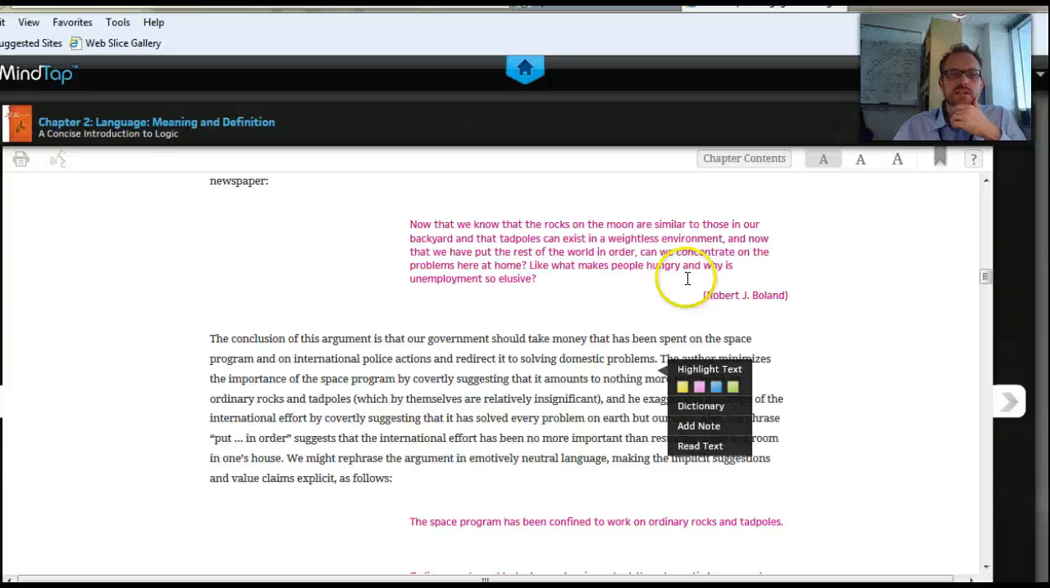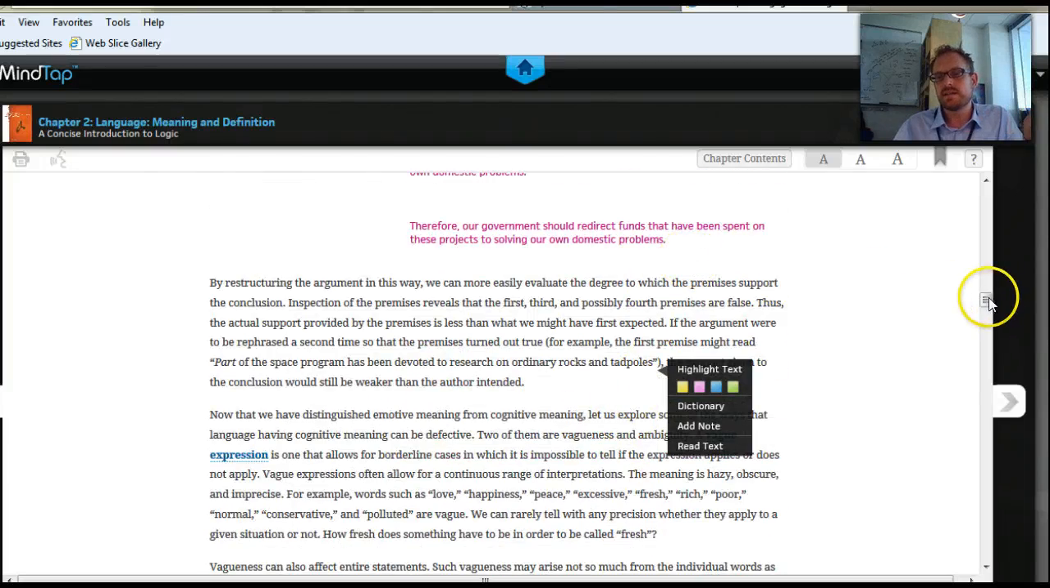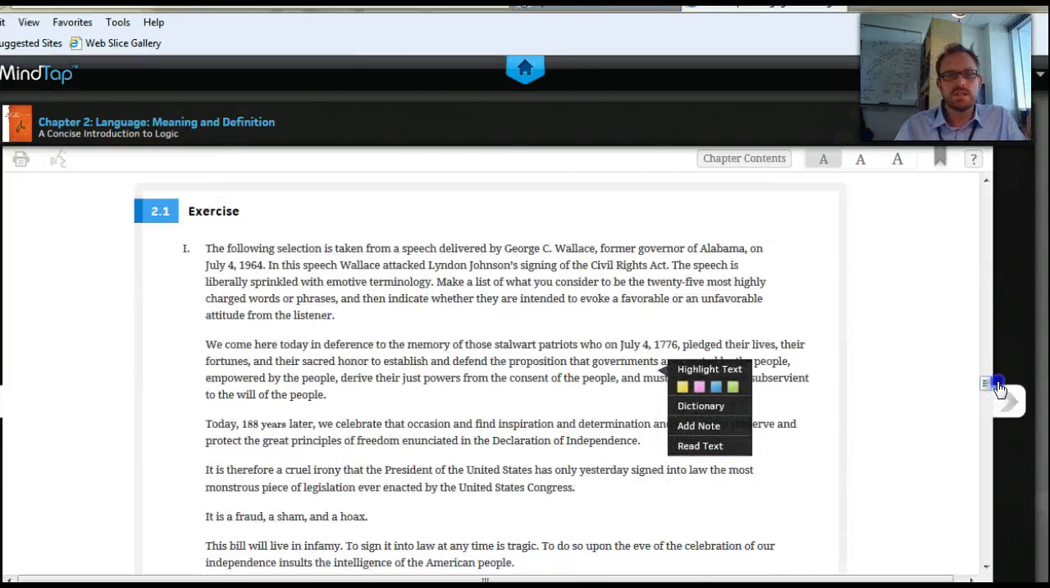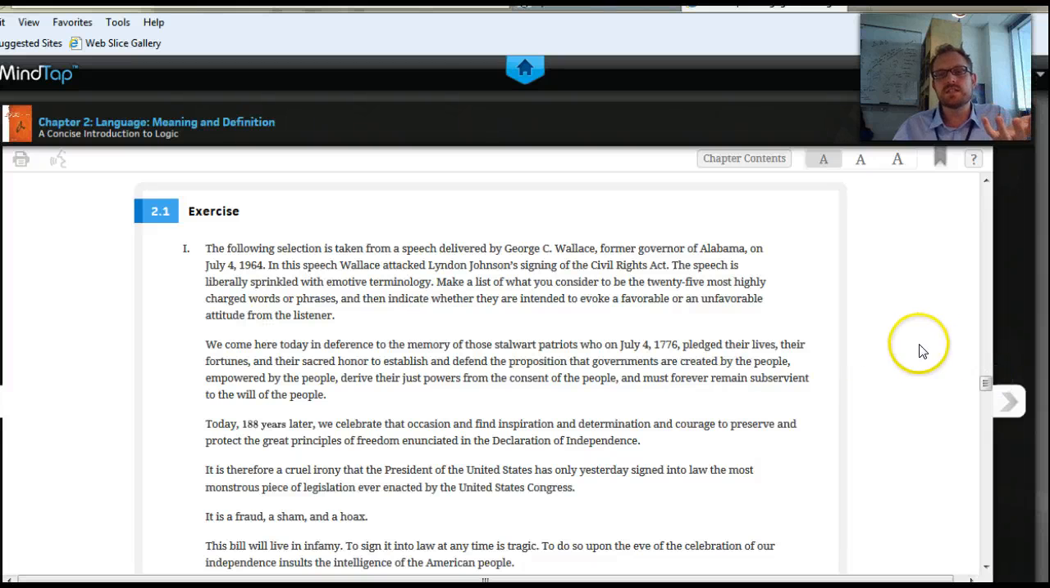Scroll down here and take a look at the exercise set that is given here. So let's take a look. There's two sorts of things. The first thing in your homework is this speech taken from George Wallace, who was the governor of Alabama. This speech was given on July 4th, 1964, and what he does is attack Lyndon Johnson's signing of the Civil Rights Act.